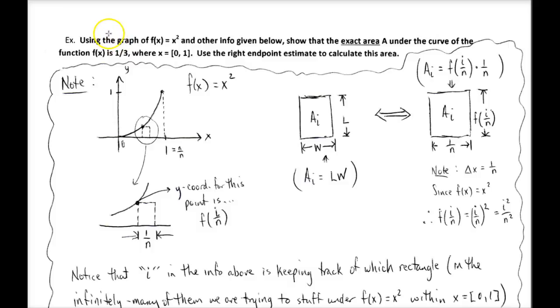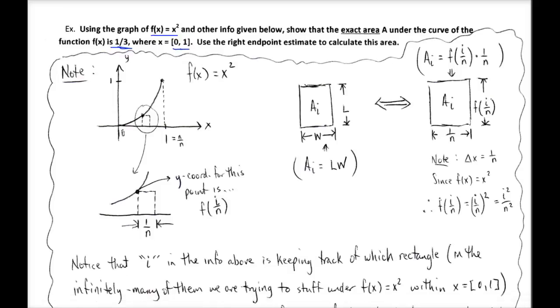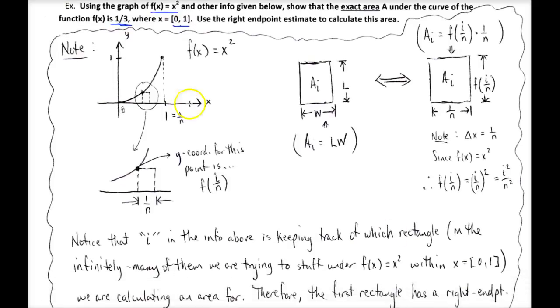What we want to do is use the graph of f of x equals x squared and other info given below to show the exact area A under the curve is actually 1/3, looking at that area from 0 to 1. We want to use the right endpoint estimate to calculate this area. I'm going to scroll down a bit. I have a lot of prep work here so that we can understand what's going on.